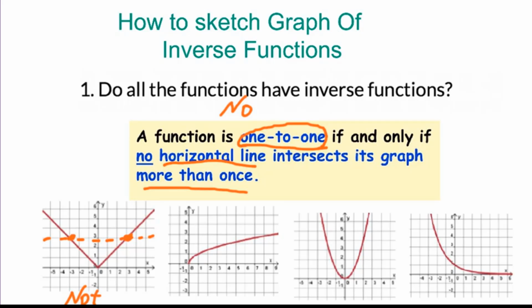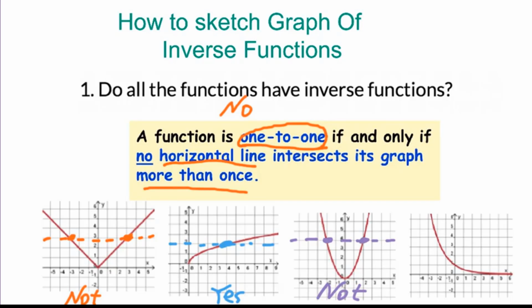For the second graph, when we draw any horizontal line, it passes through the graph only once. This is a one-to-one function. For the third graph, this is a quadratic function. When we draw a horizontal line, it intersects the graph twice. So it's not a one-to-one function.